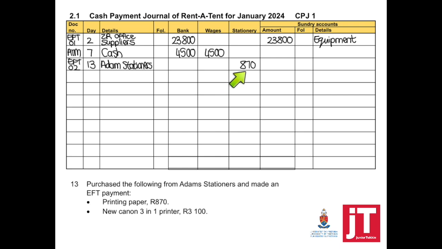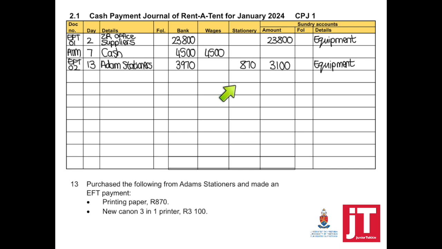I start off with, what did we purchase? Printing paper is regarded as stationery. Then that new Canon 3-in-1 printer, which is 3,100, is equipment. The 2 added together equals the total payment that was made, 3,970. So you could have done that right in the beginning by adding them together.